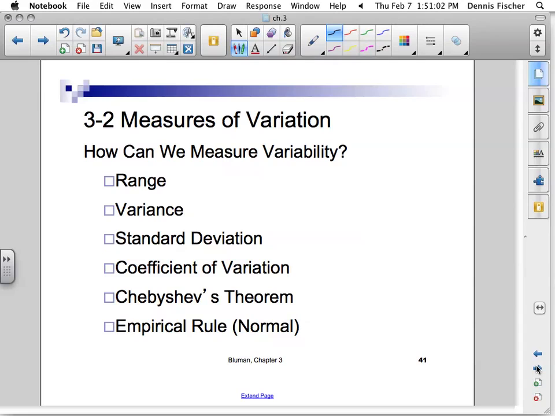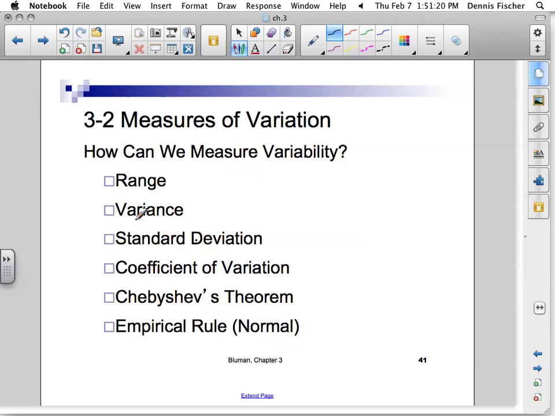Standard deviation is not hard to find. Standard deviation is simply the square root of variance. So if you can find variance, you found standard deviation. Or vice versa, if you found standard deviation, you found variance. And range is max minus min.